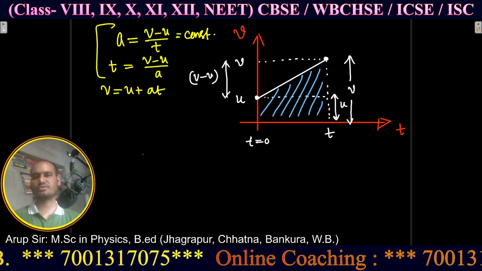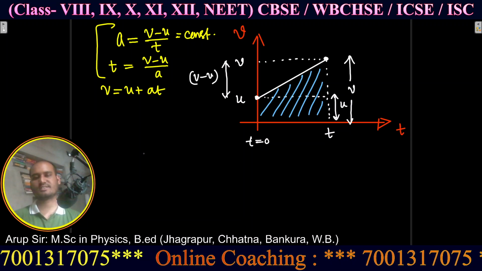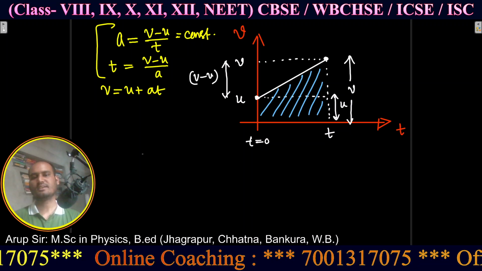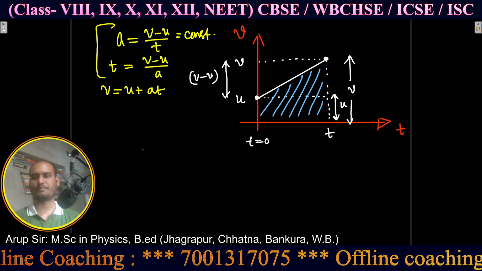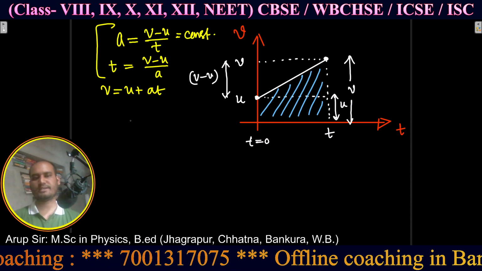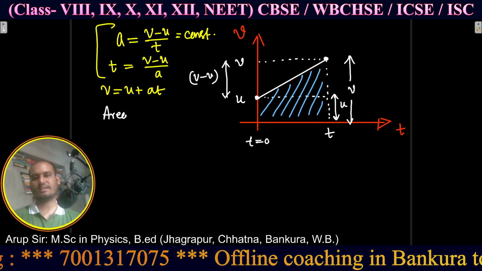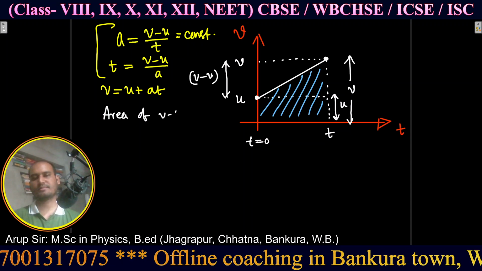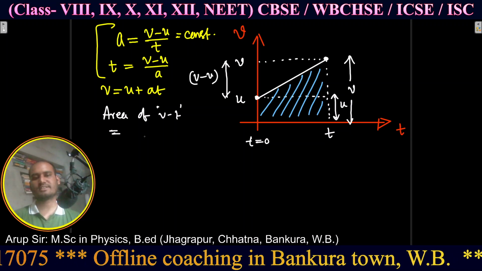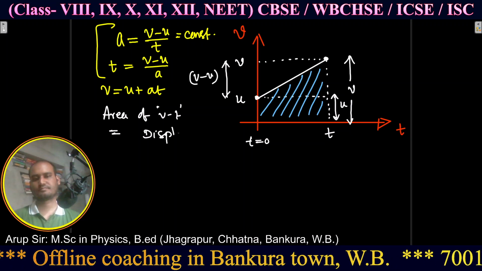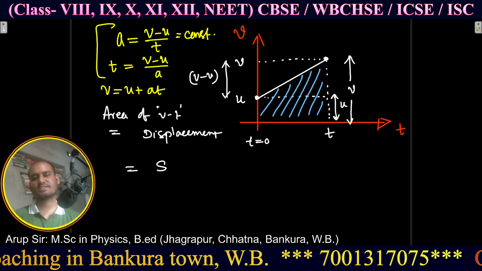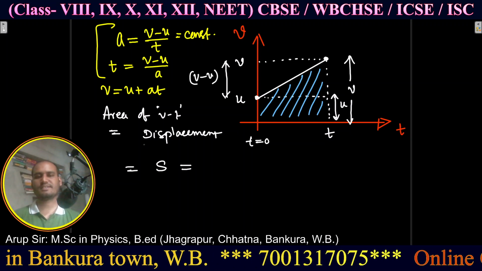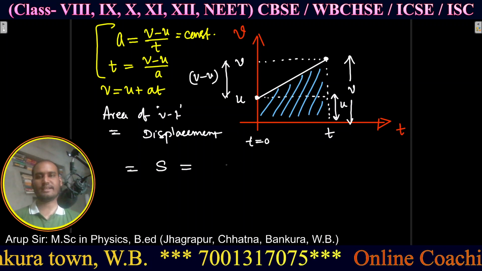Now v equals u plus at, this is the final velocity I am getting, which depends on the initial velocity, acceleration and time. Now the area of this vt graph will give you displacement, and this displacement is denoted by s. Now we have to find out the area of this portion.